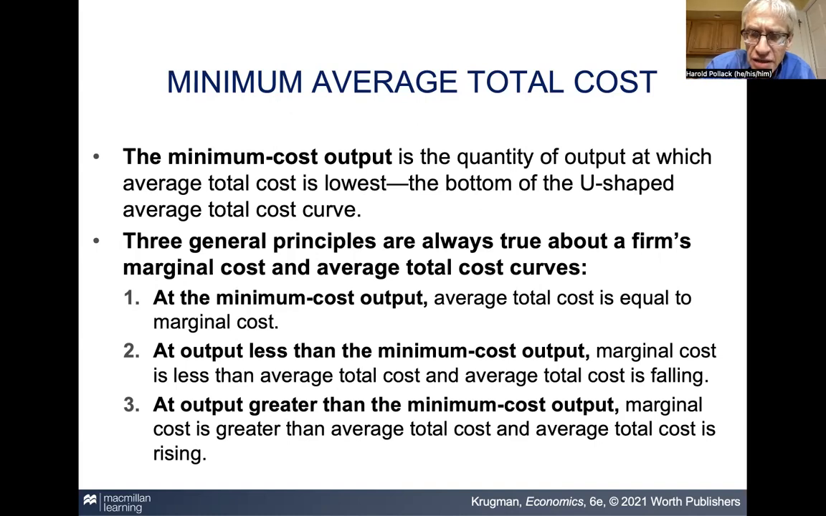At output less than the minimum cost output, marginal cost is less than the average total cost, and the average total cost is falling. At outputs greater than the minimum cost output, the marginal cost is greater than the average total cost, and the average total cost is rising.